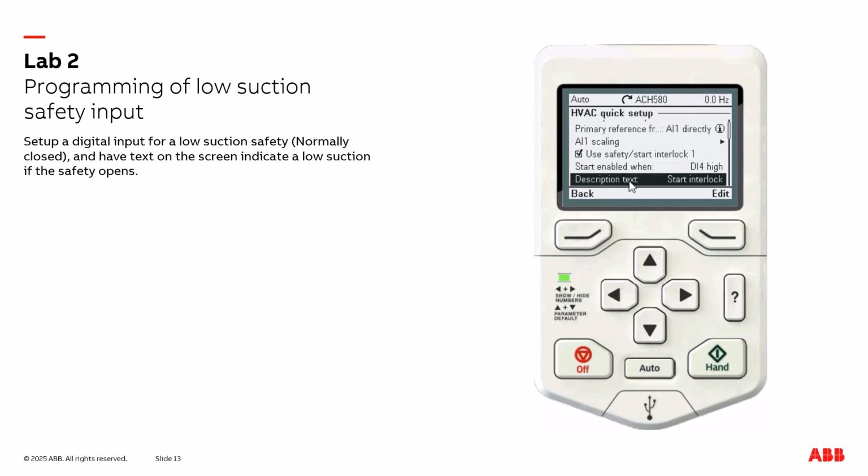Now description text, the default description text is very generic, start interlock, not very meaningful if you have, for example, any random safety attached to the drive. So we want to make this state what specific type of safety we have attached. We have a low suction safety, so we'll hit edit.